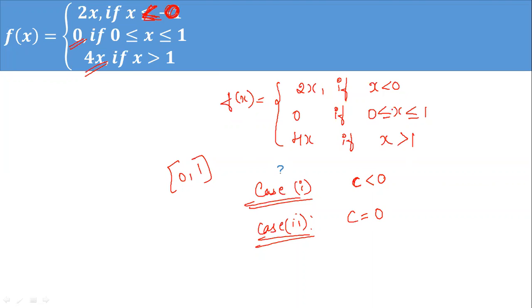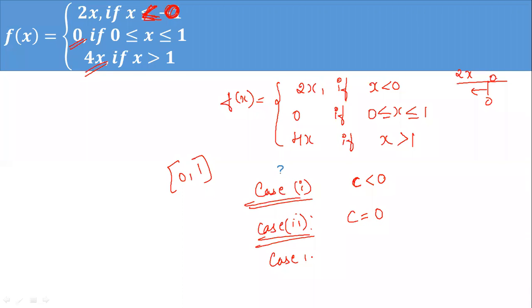Why? Because around 0 the function changes. When it is less than 0, the function is 2x. When it is greater than 0, the function is 0. Correct? So you have to check for 0 also. There is a change in the function. Therefore, at c is equal to 0, you have to check.